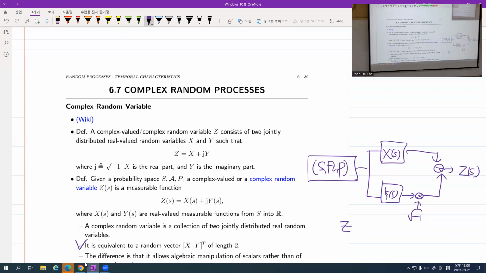And now let me ask you a question. Then how can you define a CDF, cumulative distribution function, of a complex random variable? And that actually tortured me when I was an undergraduate student. What is the CDF of a complex random variable Z? And your answer is? Don't say this, okay? This is a wrong answer.